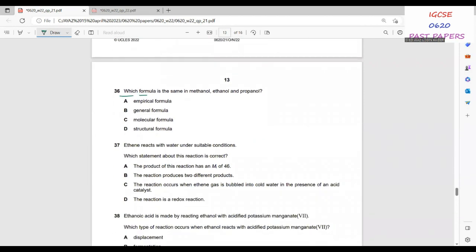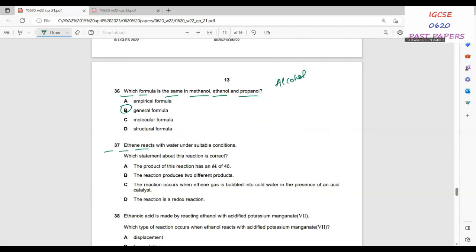36. Which formula is the same in methanol, ethanol, and propanol? These all belong to the homologous series alcohol. So they all must have the same general formula. Only choice B will be the correct one here.